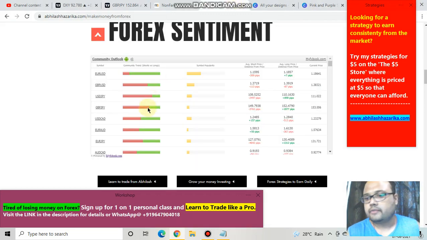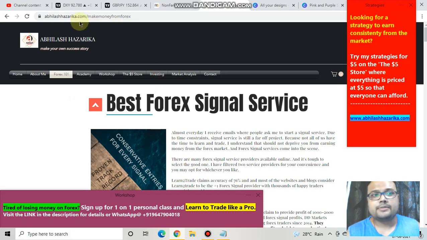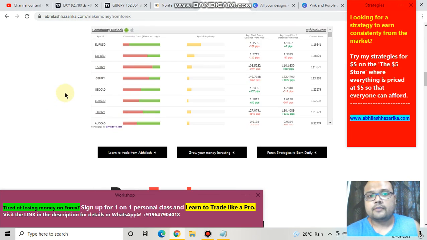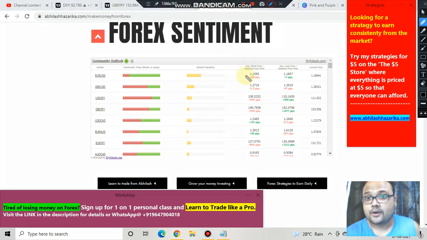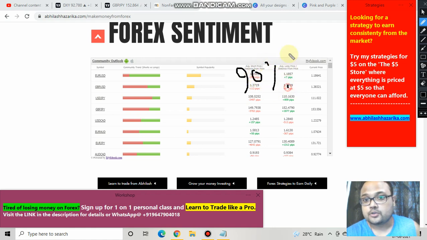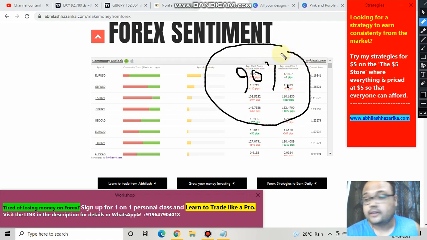And if you go to the forex sentiment meter here, you'll find the forex sentiment meter on my website abhilashhajarika.com under the forex 101 section. In the forex sentiment meter, you can see that 70% of retail traders have taken a short position and 29% of retail traders have taken a long position. And my dear friends, as we all know, 90% of retail traders lose money, and this is a hard fact around the globe.